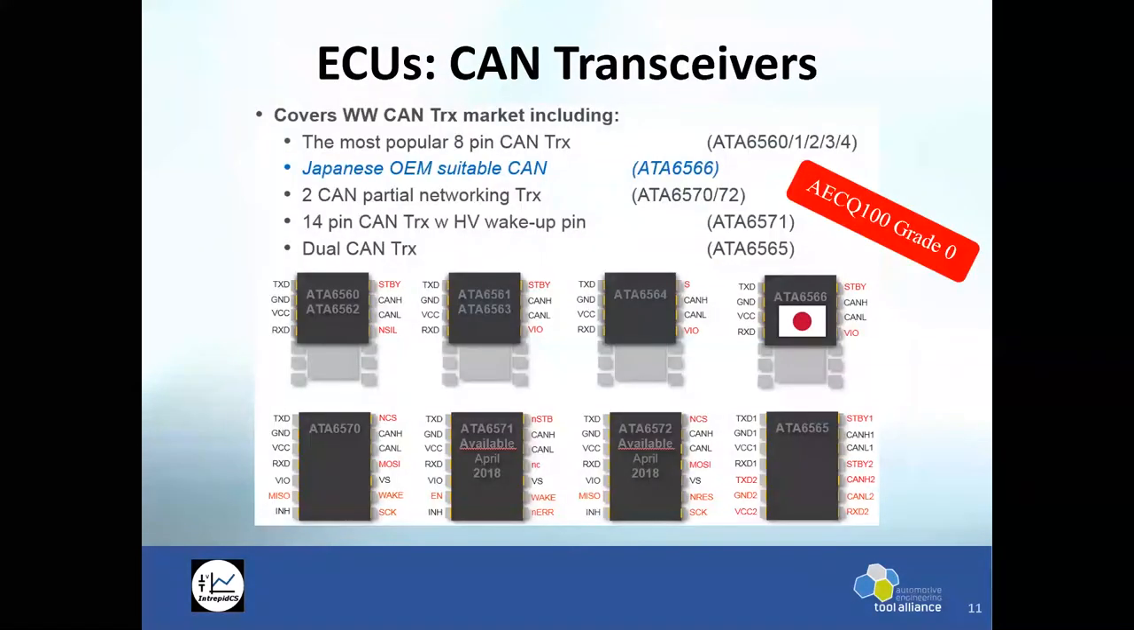So on the next slide then is the transceiver, and what you need to know here is that different transceivers come in different packages, 8-pin, 14-pin, maybe even 20-pin. You can have a single CAN transceiver in one package. You can have a dual CAN transceiver in a package. I think they even have quads now. But one thing to note is you're looking for AEC-Q100 grade zero, which means it's automotive qualified. So it's been tested under stringent automotive environments.